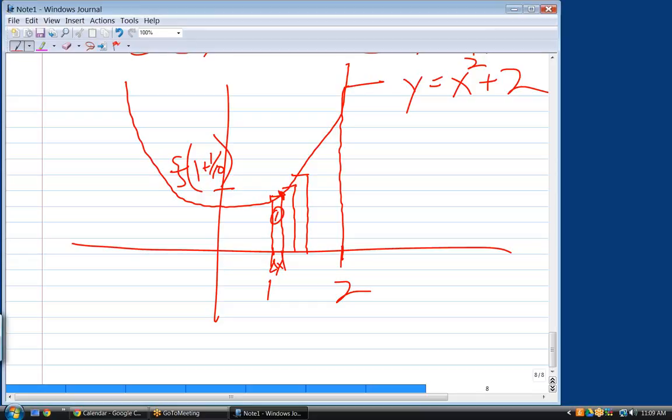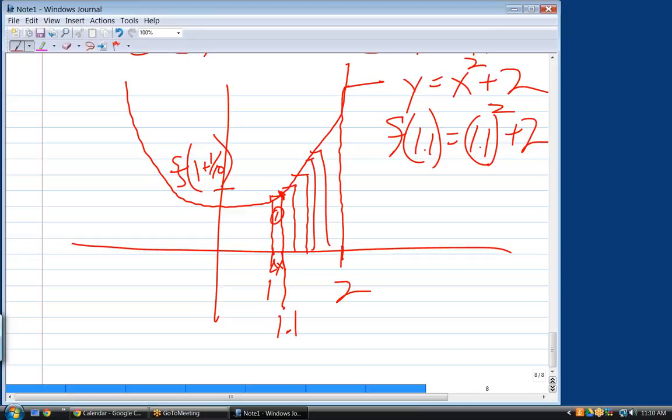In other words, this point right there is 1.1. So if I want to find the height of that rectangle, I'm going to figure out what f of 1.1 is. And so f of 1.1 is 1.1 squared plus 2. So that's the height of that first rectangle. And the width, in our case here, is 1/10, because we've taken this distance between 1 and 2 and divided it into 10 rectangles, each one of them being 1/10 in width.